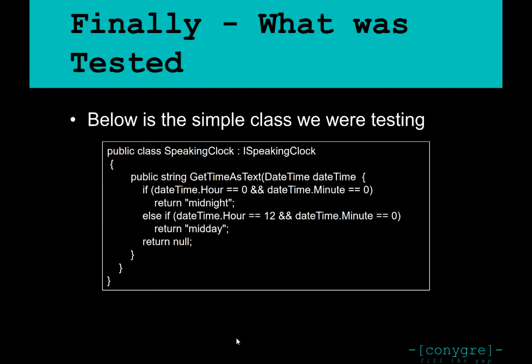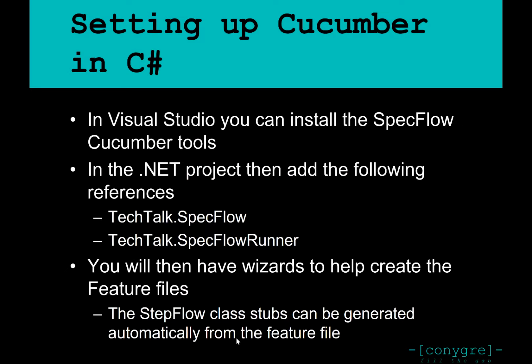And there's the speaking clock. It only actually does midday and midnight, so it's only correct twice a day. You can see it's not particularly important, but that's the class we're actually testing. It just checks the hours and minutes. If they're 0 and 0, it's midnight. If it's 12 and 0, it's midday.